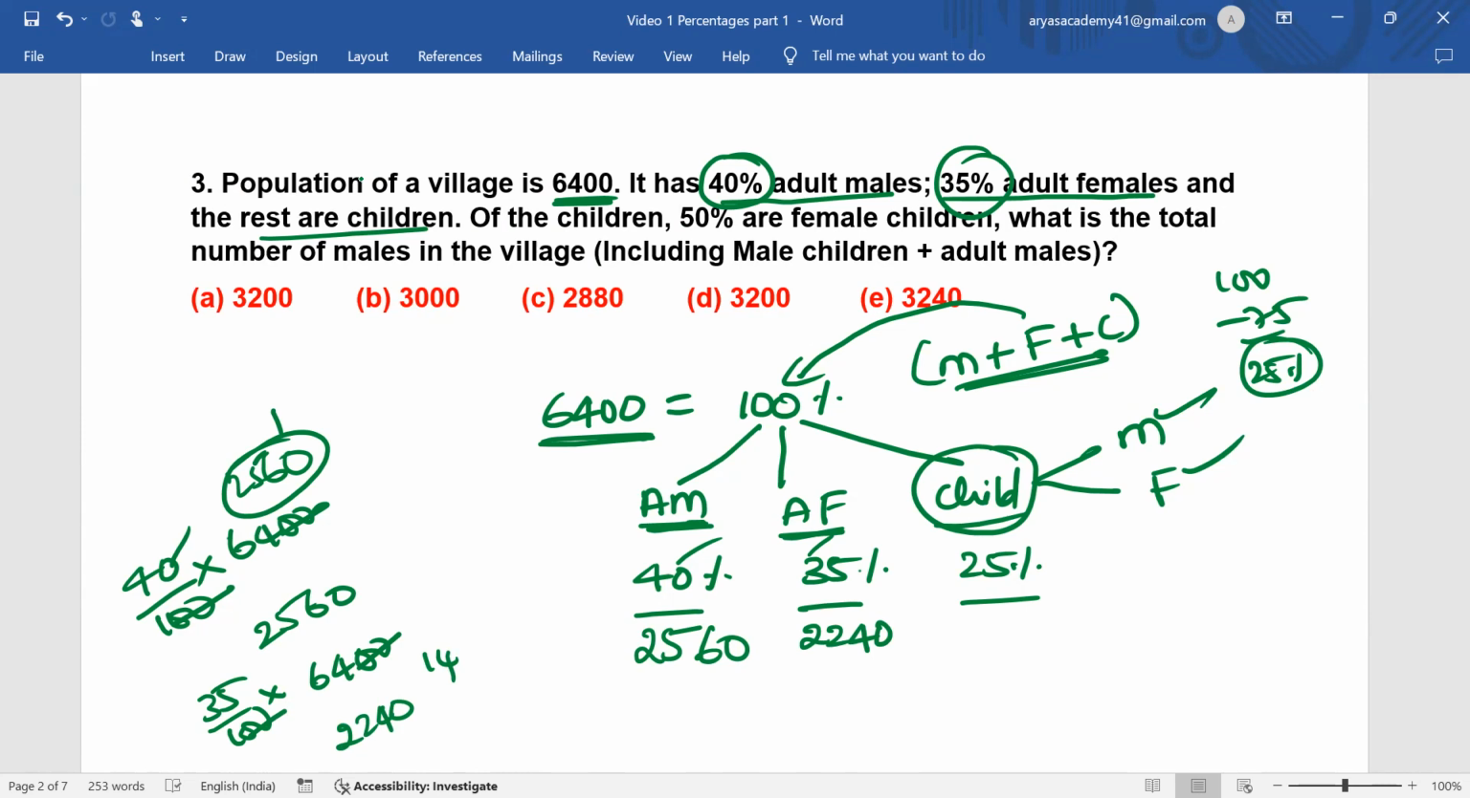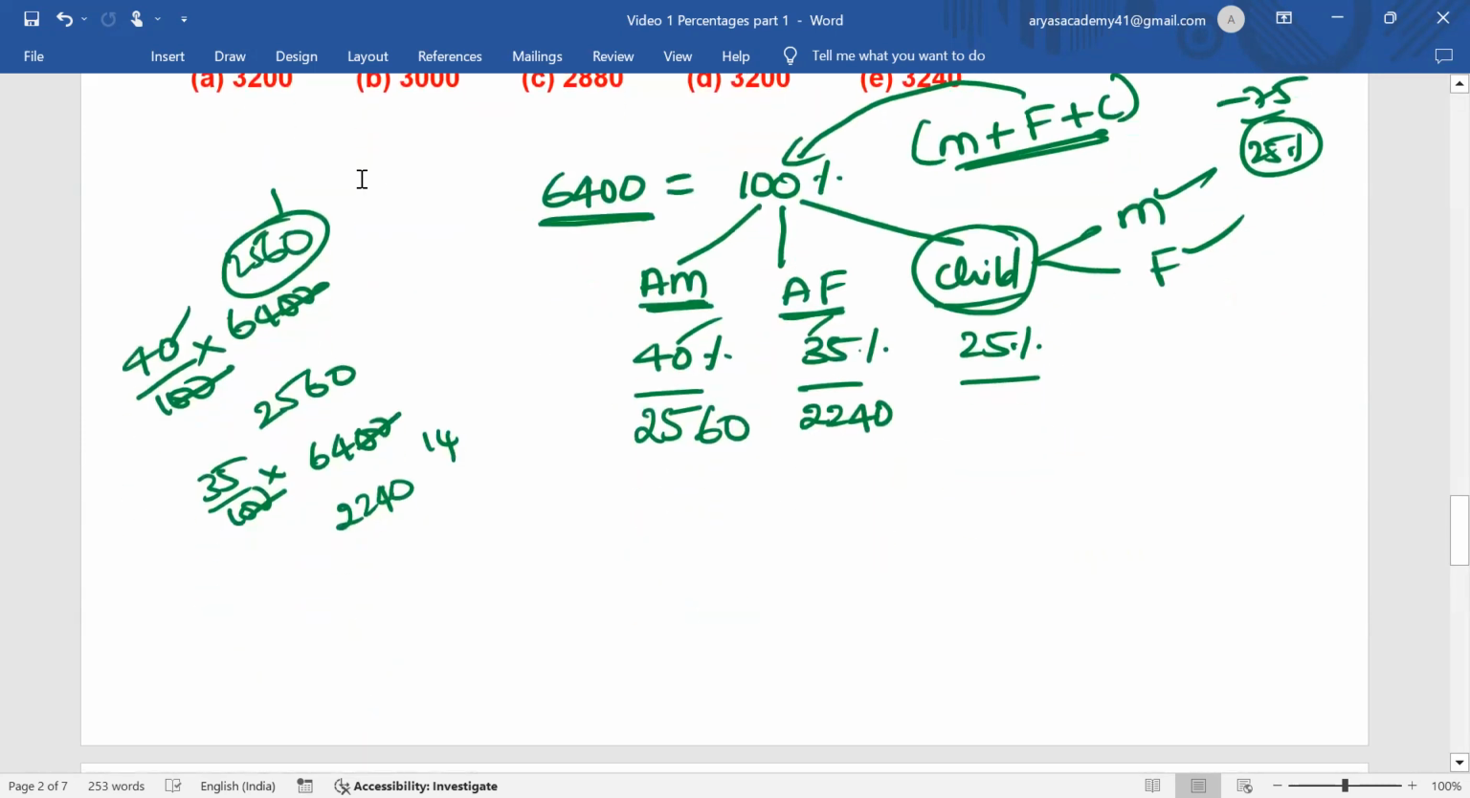Next, we have to calculate the remaining, no? So the remaining is actually 25%. So 1 by 4. 25% means 1 by 4. 1 by 4th of what? This one. So if you go for cancellation, you'll come to know it is 1600.